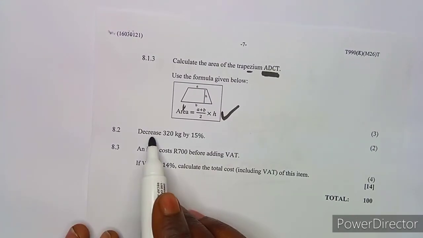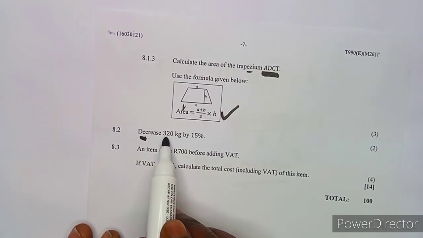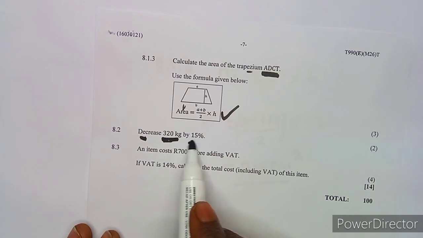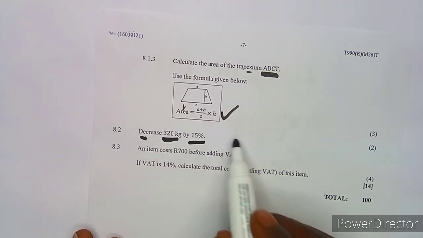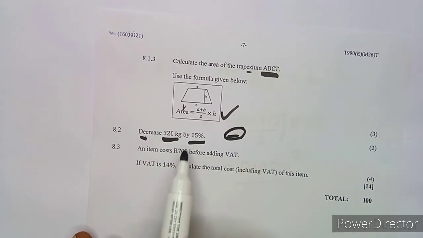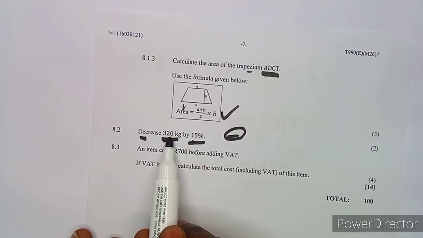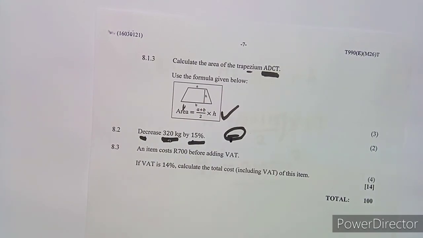All right, then the other part is: decrease 320 kgs by 15%. Take note, a decrease, it's a minus. Which means you're supposed to find 15% of this, then you subtract. That's a decrease, guys.